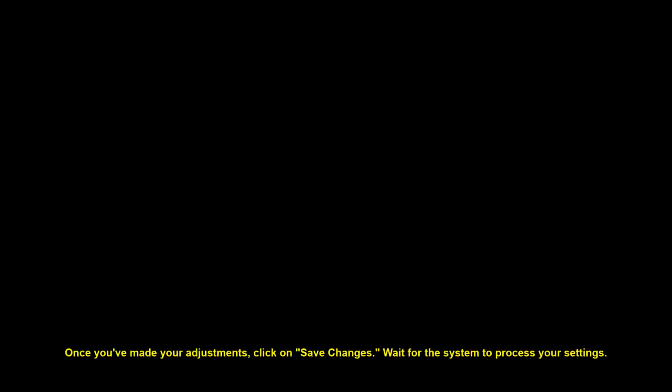Once you've made your adjustments, click on Save Changes. Wait for the system to process your settings. You will receive a notification once the changes are live. Visit your website to verify the accessibility features are functioning. Test different elements to ensure a seamless experience for all users.